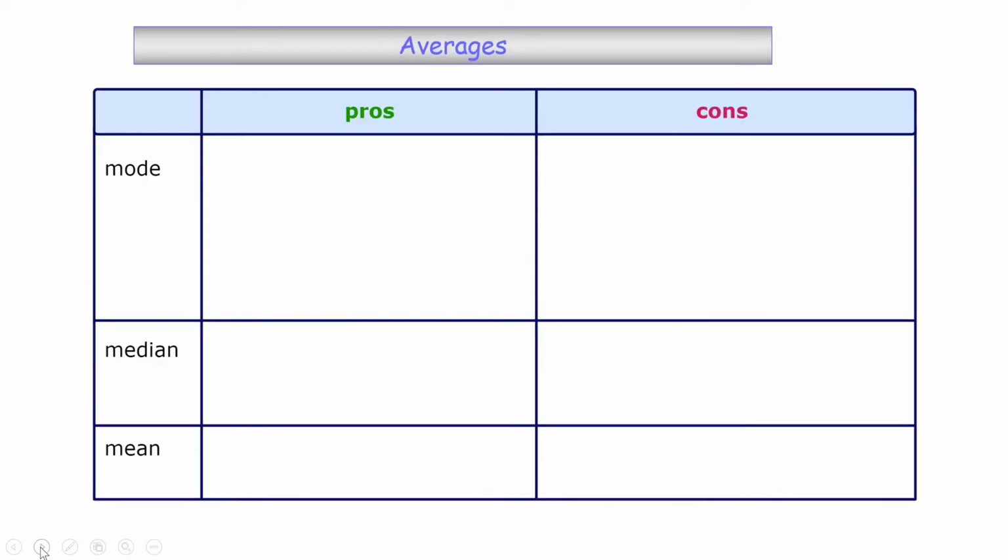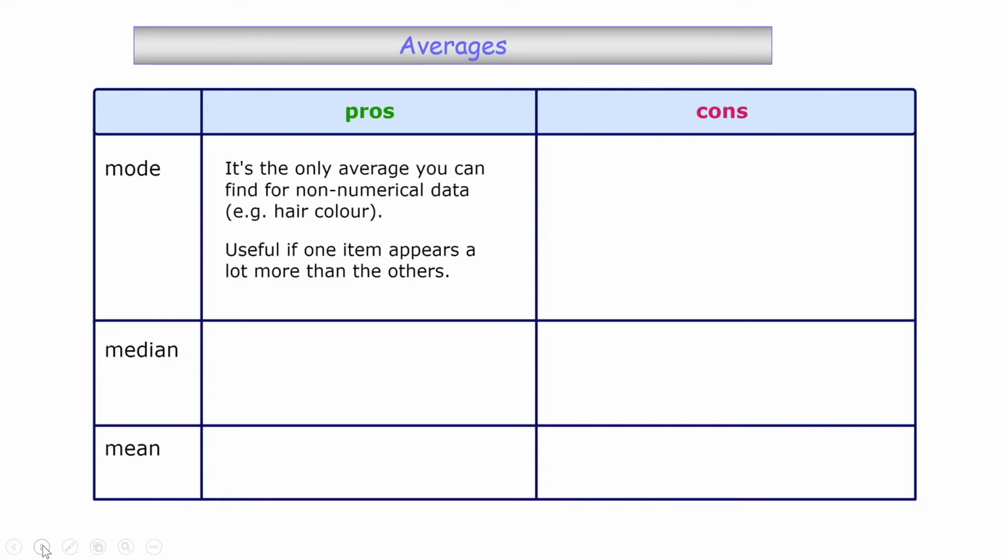Okay, let's look at some advantages and disadvantages of the averages then. So firstly, let's look at the mode. What's an advantage of that? Well, the mode is the only average that you can use if you have got qualitative data. So if you've got non-numerical data, so for example, if you've got a data set where you've asked people what their favourite colour is, you can use the mode to then compare that data.